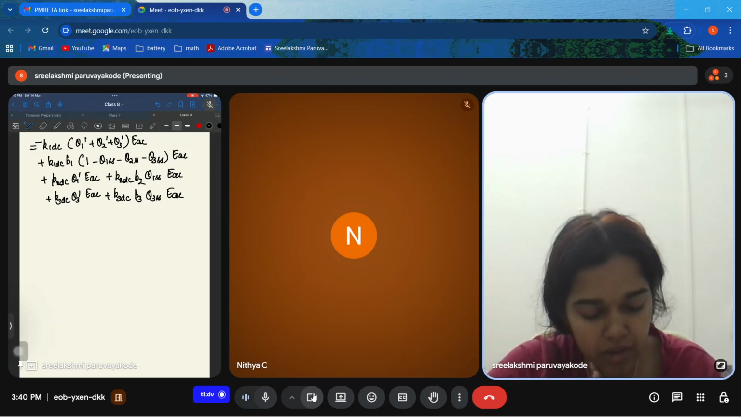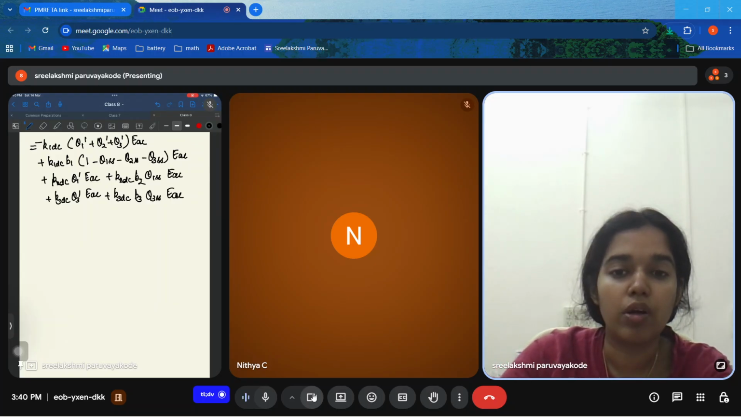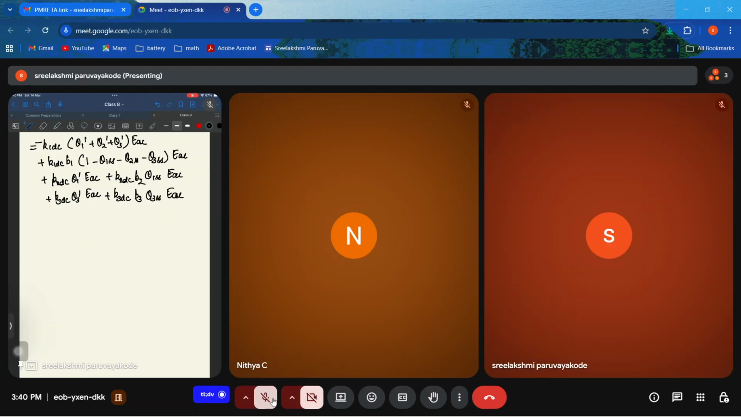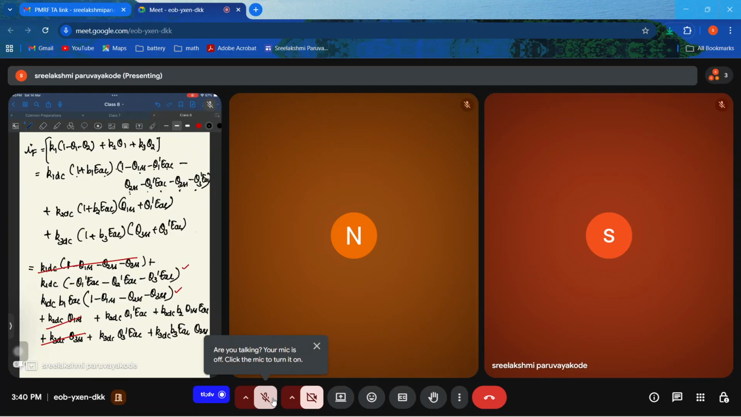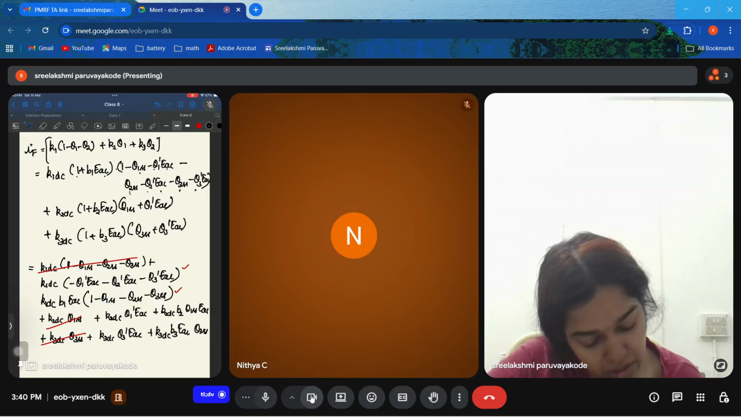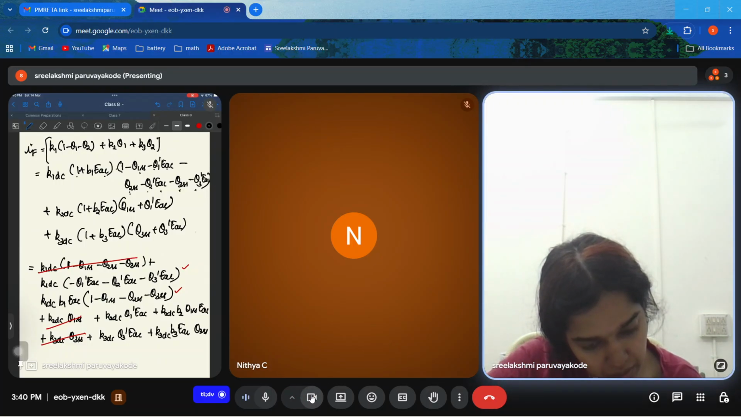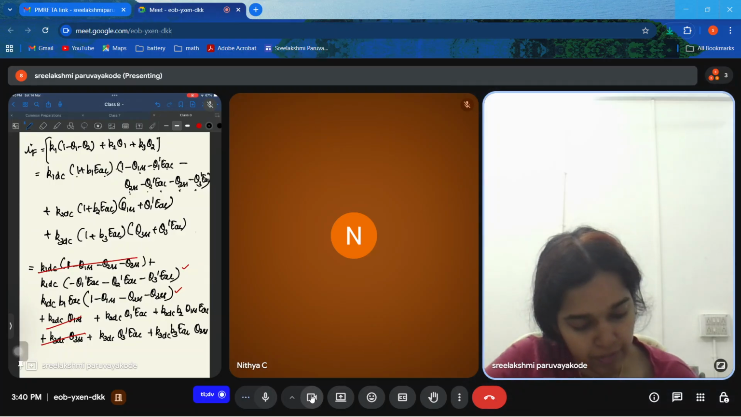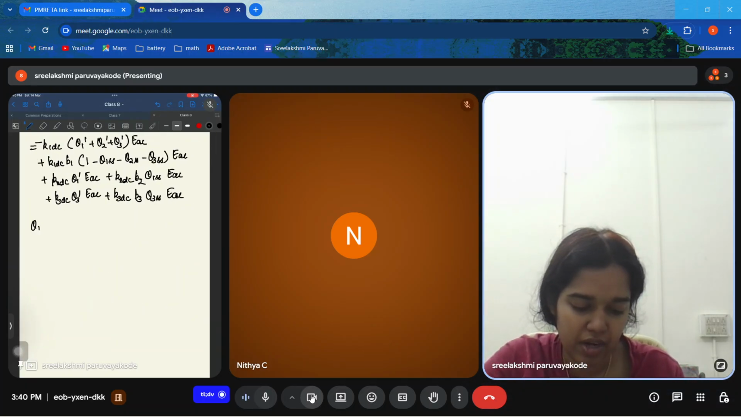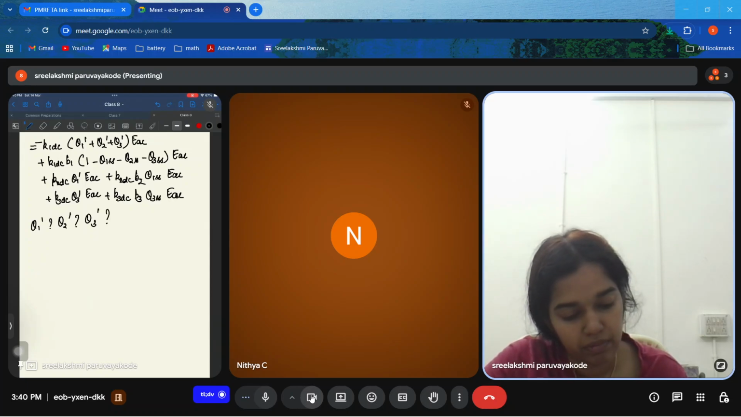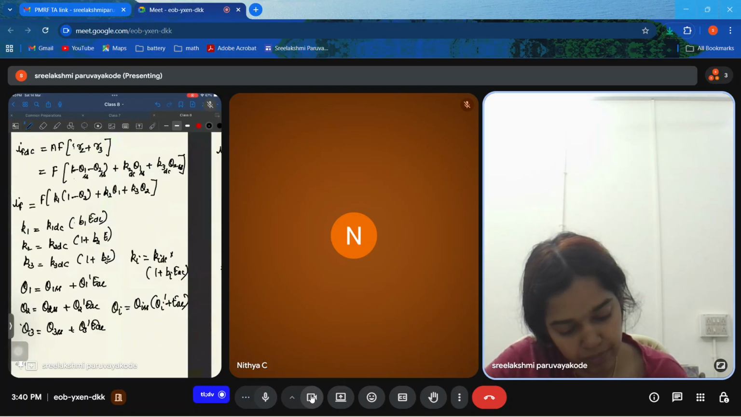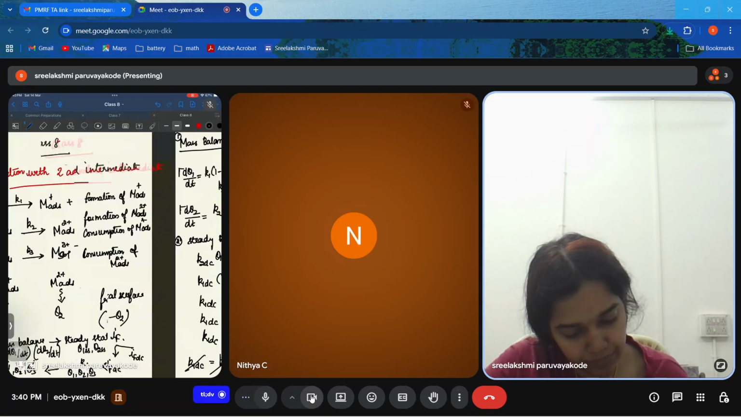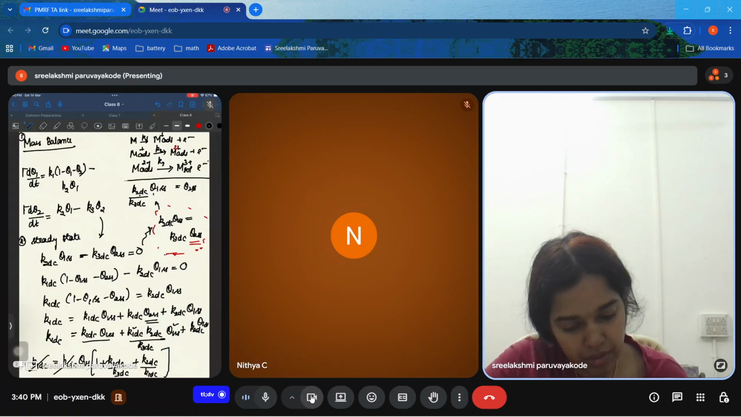Yeah, you get the entire expression like this. Now, what is the next step? The next step, just give me a moment. K2, B2. Okay. The next step is to find theta 1 dash, theta 2 dash, theta 3 dash. How do you do that? What is the expression?